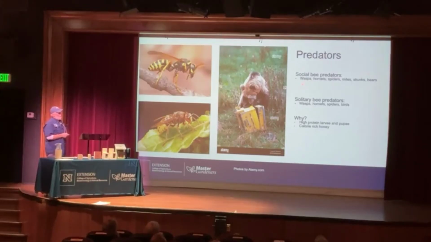It just seems like social bees, because there are so many of them, attract so many more predators. I haven't been doing this for just a few years, and I've never had a problem with any of my bee hotels or bee houses. They're interchangeable, and I've never had a problem. But the honeybee team is constantly having problems with predators. And why do we have predators? Because they're all after the high protein larva, pupa, and calorie-rich honey.